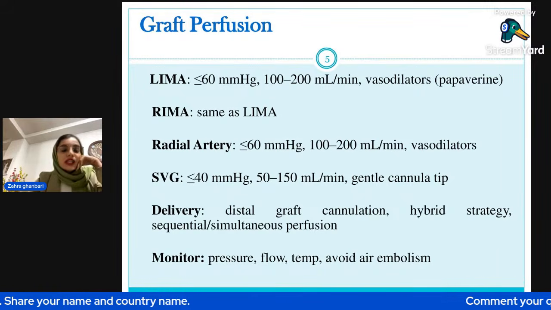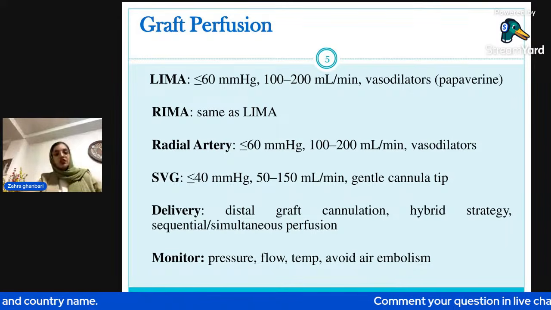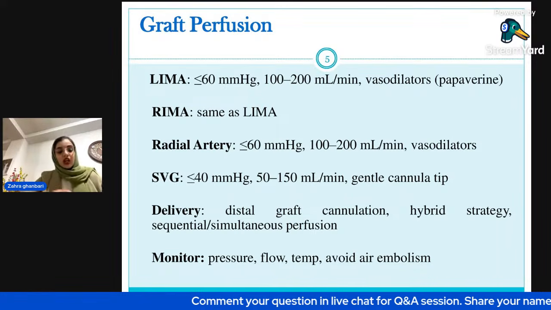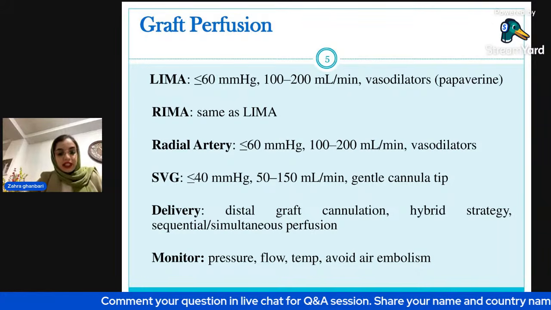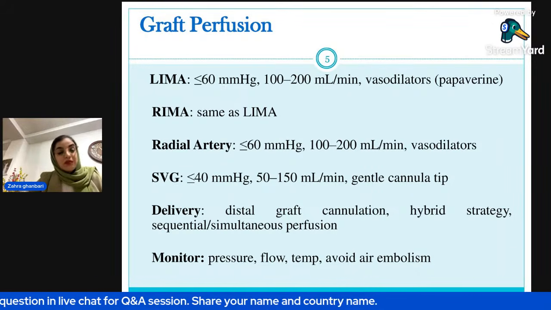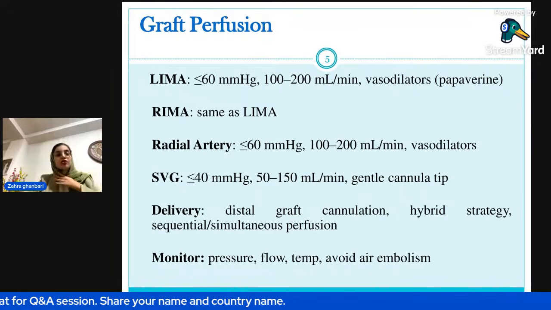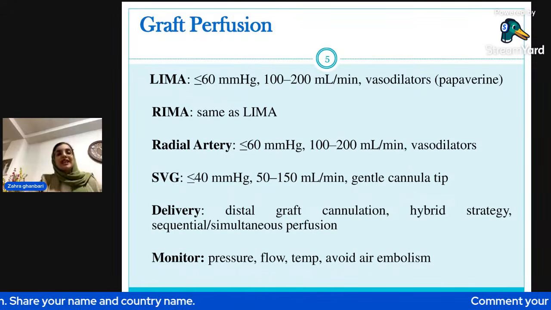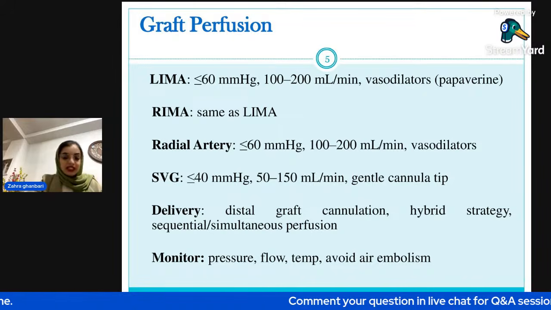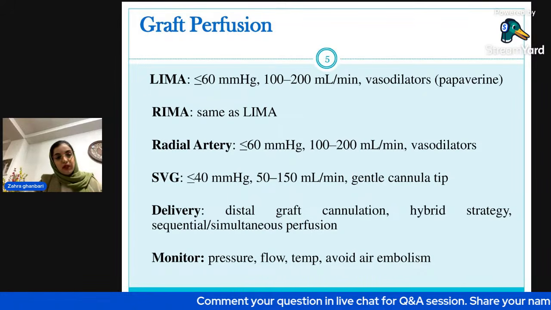Another graft is the SVG, or saphenous vein graft, from the leg. The characteristic of this graft is a thin-walled vein, more delicate than an artery. So we should maintain pressure less than 40 mmHg, and we should use a gentle cannula tip to avoid injury.